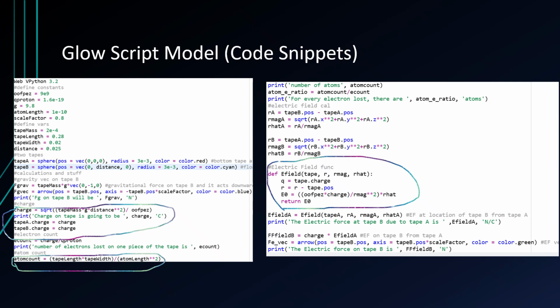This is the GlowScript model. This is where we find the charge using this line of code, and this particular function is used to calculate the electric field.